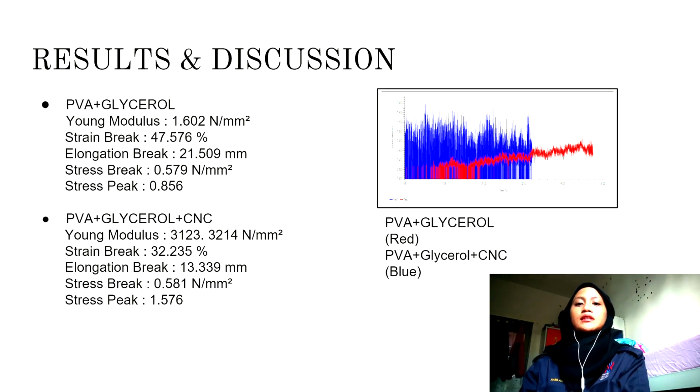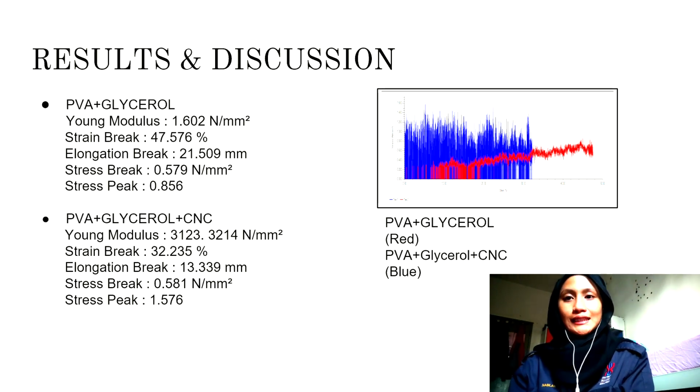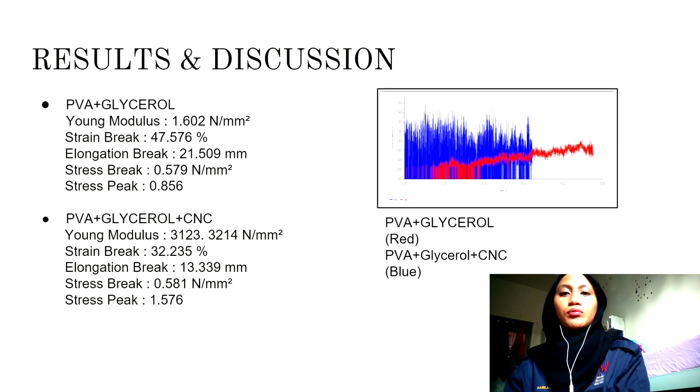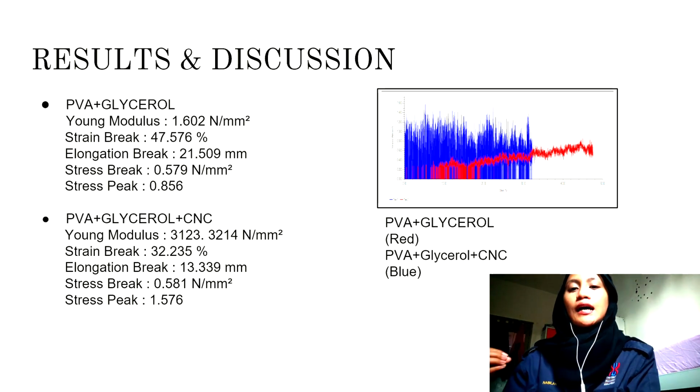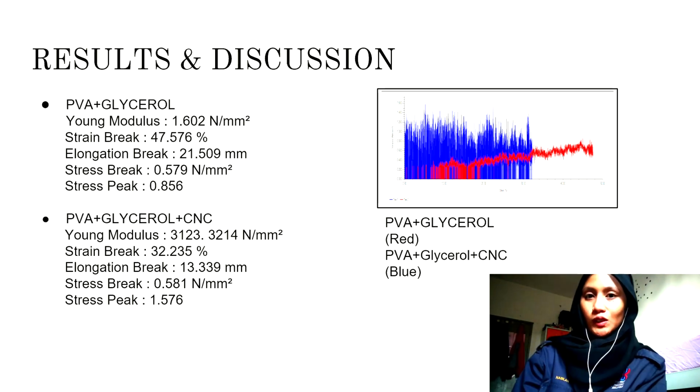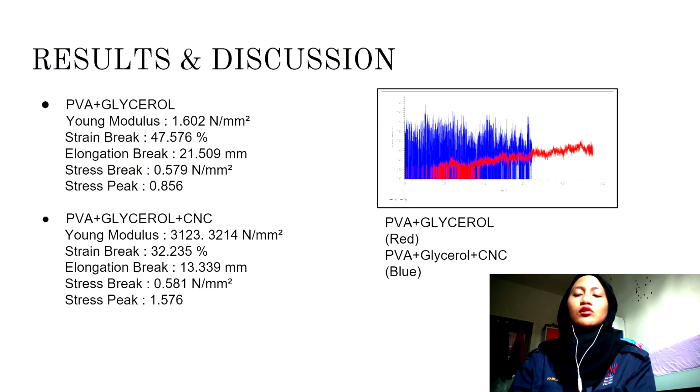So in comparison of these two membranes, we can see that the stress at break of the membrane without CNC is lower at 0.579 N/m², from which it can be concluded that the membrane with CNC has a better stress break point at 0.581 N/m².